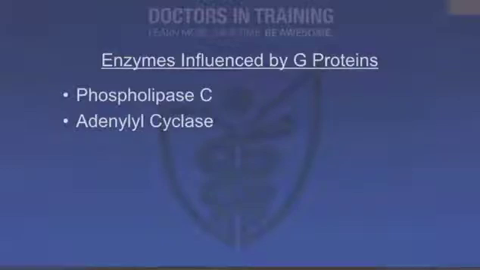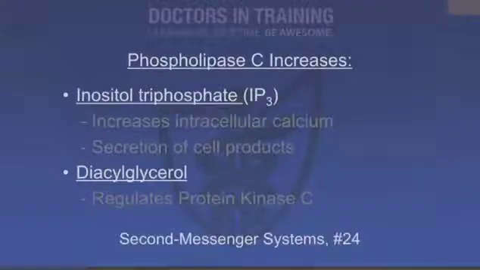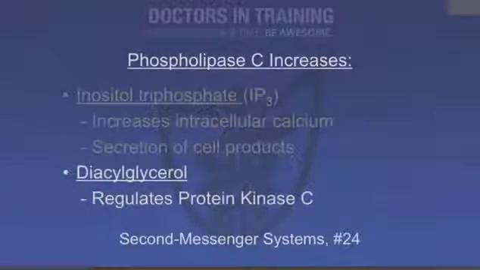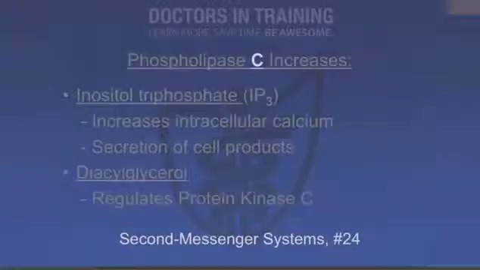So G proteins can activate phospholipase C, which leads to an increase in inositol triphosphate and diacylglycerol. Inositol triphosphate increases intracellular calcium, which leads to secretion of various cell products, and diacylglycerol regulates protein kinase C. So remember, phospholipase C leads to regulation of protein kinase C.